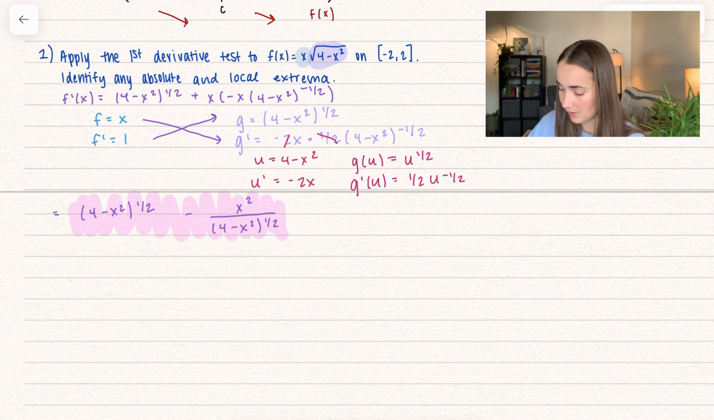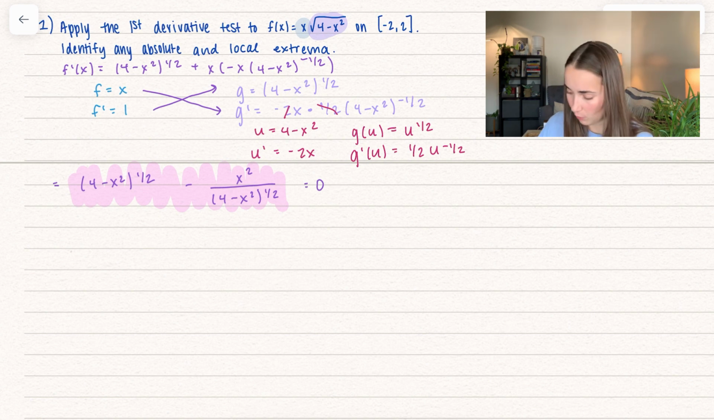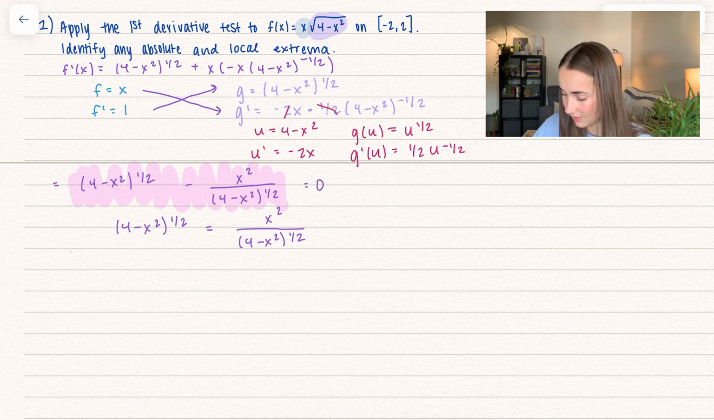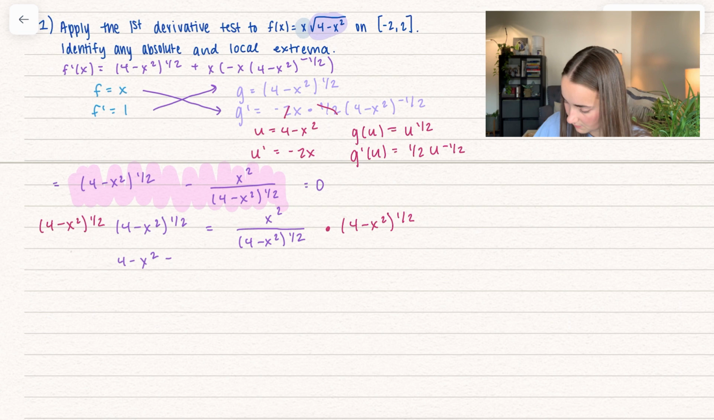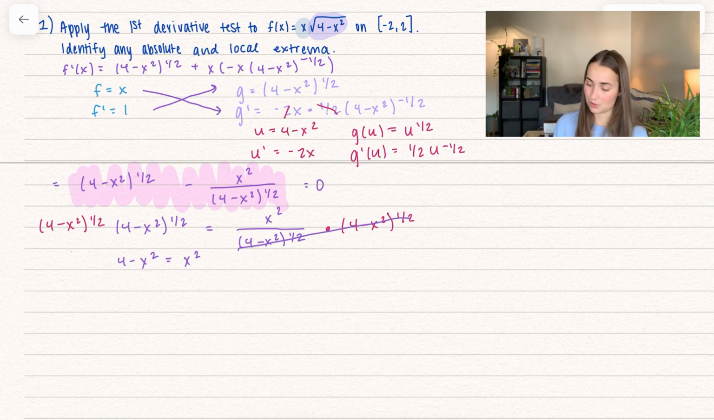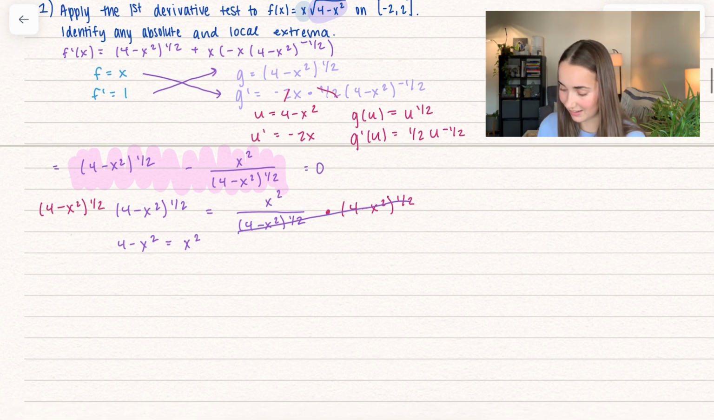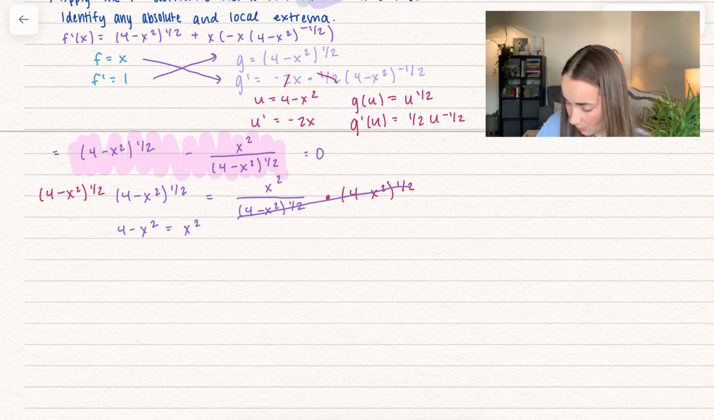And now what we want to do is set that equal to 0 and solve for x. So first I'm going to move that second term over. And now what I want to do, because I have that 4 minus x squared to the 1/2 in the denominator, I'm just going to multiply it over. So I'm going to multiply both sides by it. So now when I add those two exponents, that's really nice. 1/2 plus 1/2 is equal to 1. And so here I get 4 minus x squared is equal to x squared. So adding x squared to both sides.